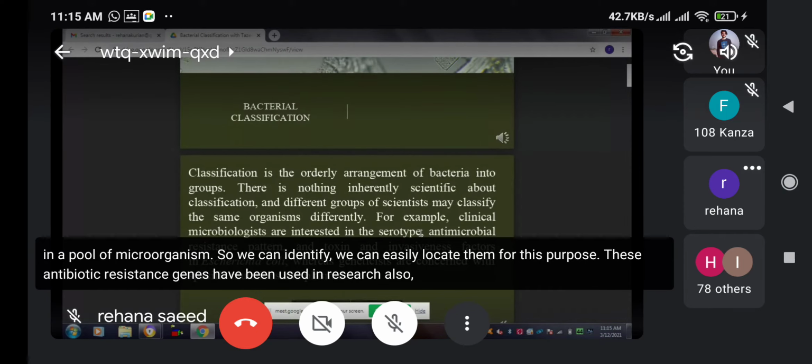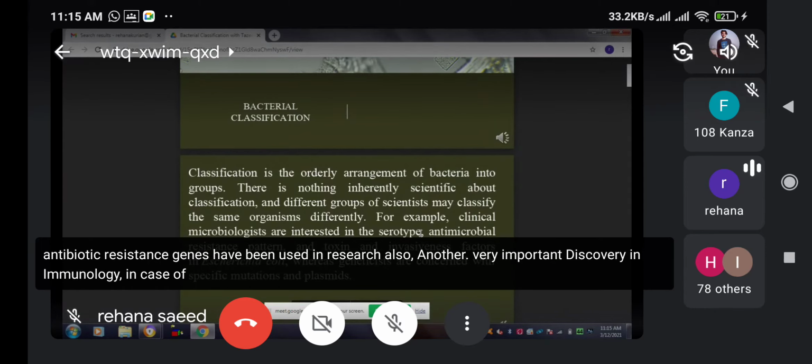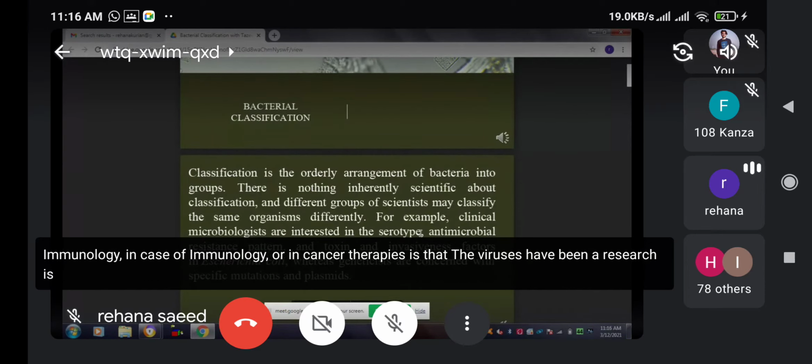Another very important discovery, in case of immunology or in cancer therapies, is that viruses have been studied, and research is underway to use viruses for the treatment of cancer.